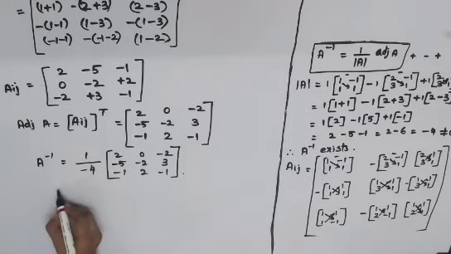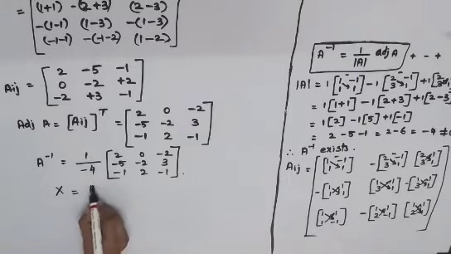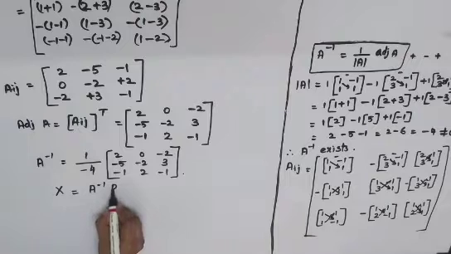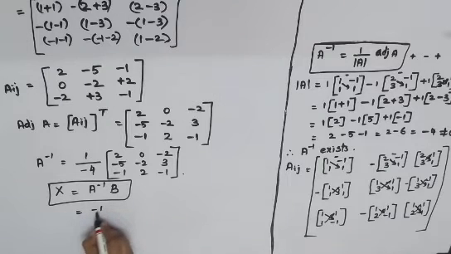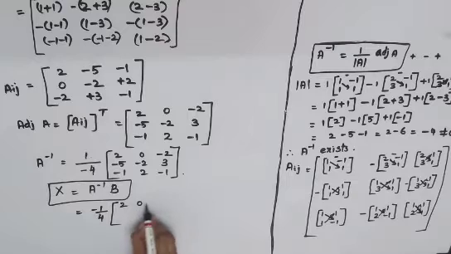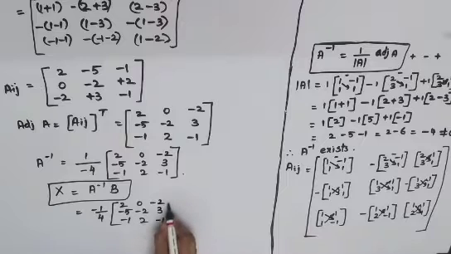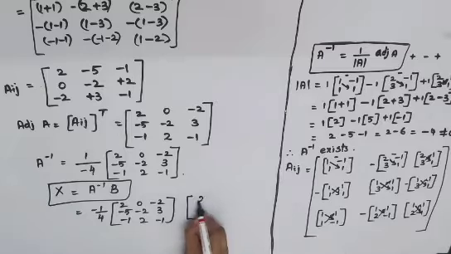The next step is to find x. X is equal to A inverse B. We have A inverse here, and with that you have to multiply your B. So I'll just write it here: minus 1 by 4 into the matrix 2, 0, minus 2, minus 5, minus 2, 3, minus 1, 2, minus 1, into your B. B is 20, 23, 46.